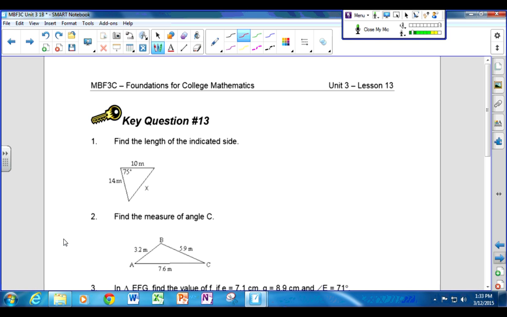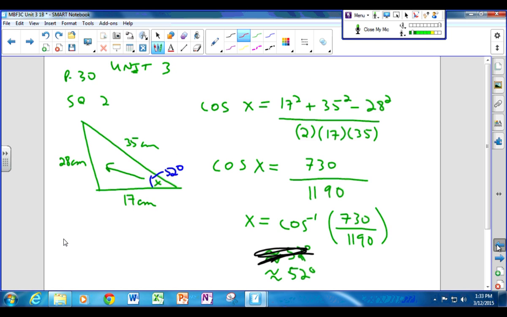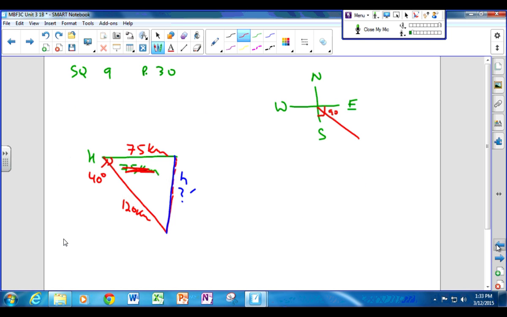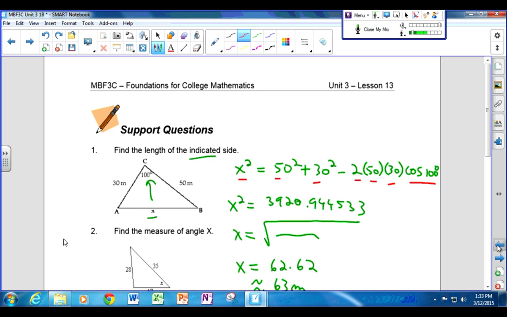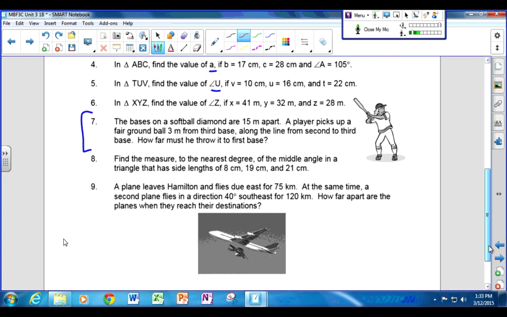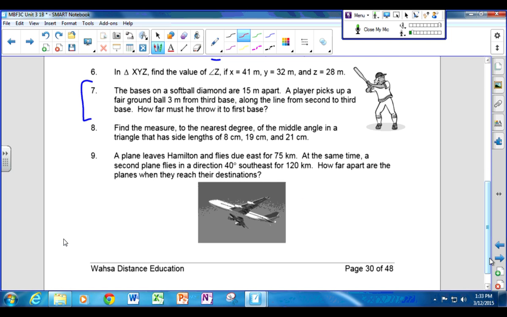Okay. So I think we went through that. We went through quite a few of those. There were a few questions where they give you directions. Let's see if we can find that. Yeah, something like this. Question 9, this is page 30. When they're talking about due east, or northwest or south, they're talking about a direction.